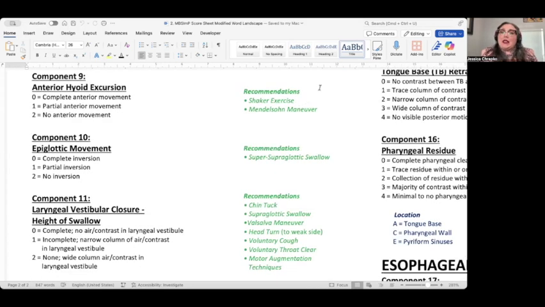Component 10 is epiglottic movement. Your epiglottis is a piece of cartilage. So if this is the base of your tongue, the epiglottis is right here, and it sits on top of your trachea or your windpipe. And when we swallow, the epiglottis is supposed to move down to cover your windpipe. And food and liquid are supposed to go around and down your esophagus or your food tube. So component 10 is looking to see, is that epiglottis deflecting or making full movement to come down and cover your wind tube, your trachea.